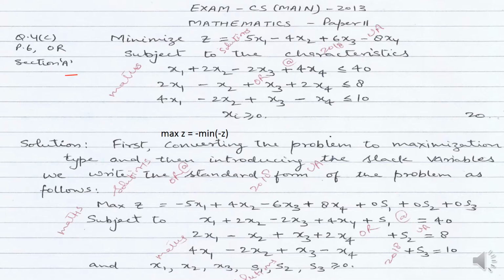So this video is of question 4C of operations research. This question is from section A, and this is CS Main 2013 paper 2 mathematics. The question is: minimize z equal to 5x1 minus 4x2 plus 6x3 minus 8x4 subject to the constraints x1 plus 2x2 minus 2x3 plus 4x4 less than equal to 40, 2x1 minus x2 plus x3 plus 2x4 less than equal to 8, 4x1 minus 2x2 plus x3 minus x4 less than equal to 10, xi greater than equal to 0, and this question is of 20 marks.